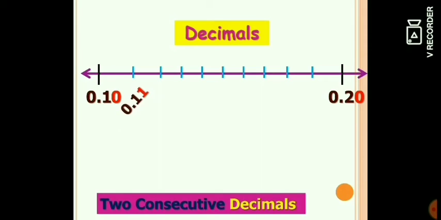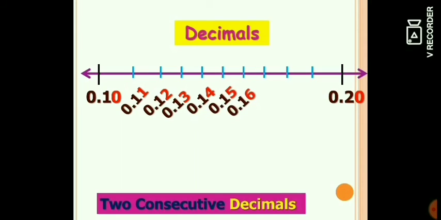We will say 0.11, or we can call it 11/100. Okay, then we have 0.12, 0.13, 0.14, 0.15, 0.16, 0.17, 0.18, 0.19. So these are some of the decimals that are in between 0.1 and 0.2.